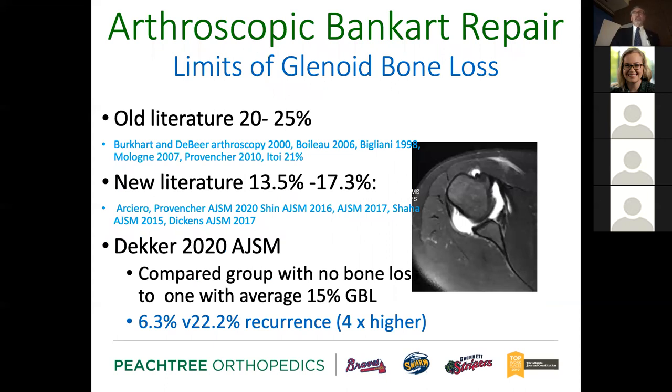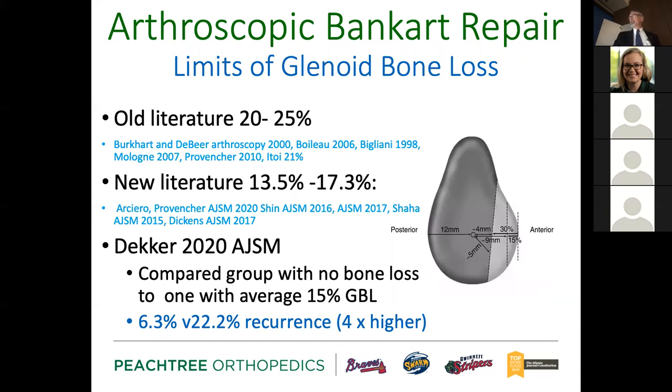If you look at the older literature, and we talk about what are the limits of glenoid bone loss where you could really do a Bankart repair, the old literature said 20 to 25%, and you could still do the Bankart repair and have reasonable results. But if you look more critically at the newer literature, that number has shrunk. And so really right now it's more like 13.5 to 17% glenoid bone loss before you start seeing a significant failure rate in your Bankart repairs.